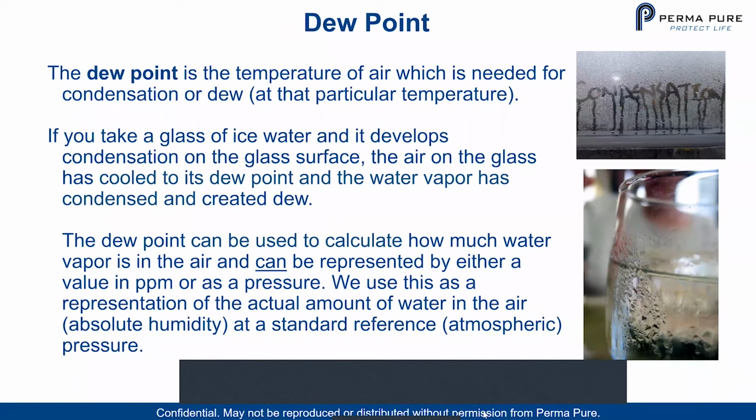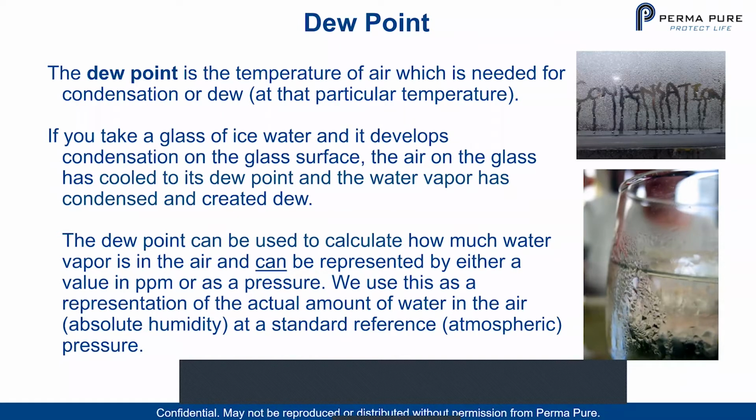So let's go to dew point. The dew point is the temperature of the air which is needed for condensation or dew at that particular temperature. So that is expressed really as a temperature, and that's connected to the amount of water in the air. If you take a glass of ice water and it develops condensation on the glass surface, the air on the glass is cooled to its dew point and the water vapor has condensed and created dew.